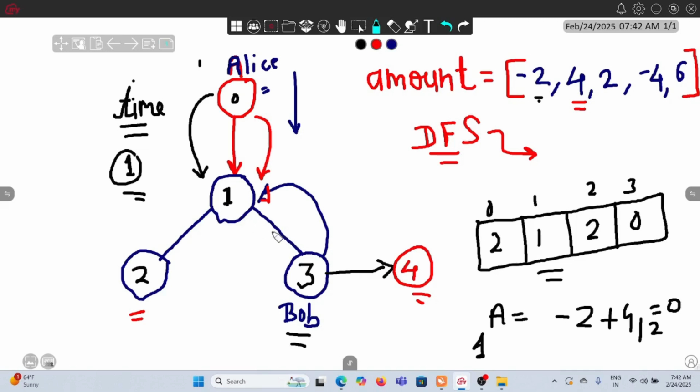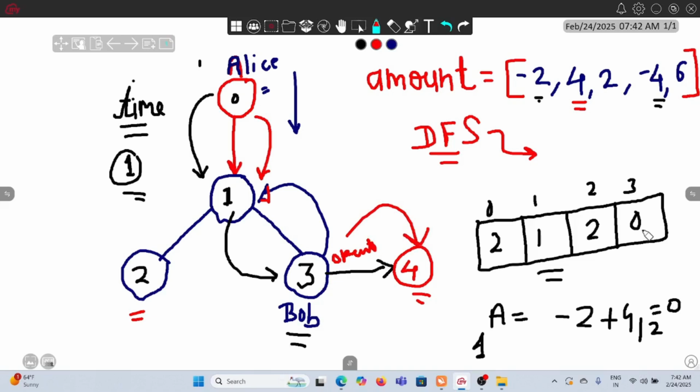Now Bob came here at 1. Bob started at 3, so gate number 3 is already open. Alice would be coming from node 1 to 3. At 3 she would have got this -4, but because 3 is already open, and in case of an open gate we neither spend nor get any amount, 3 would now be at 0. Now Alice would come here at 4.